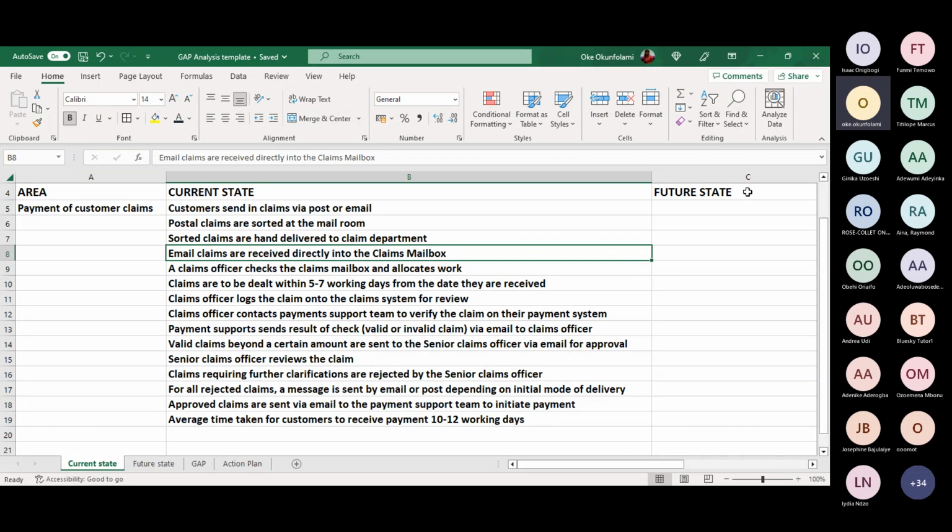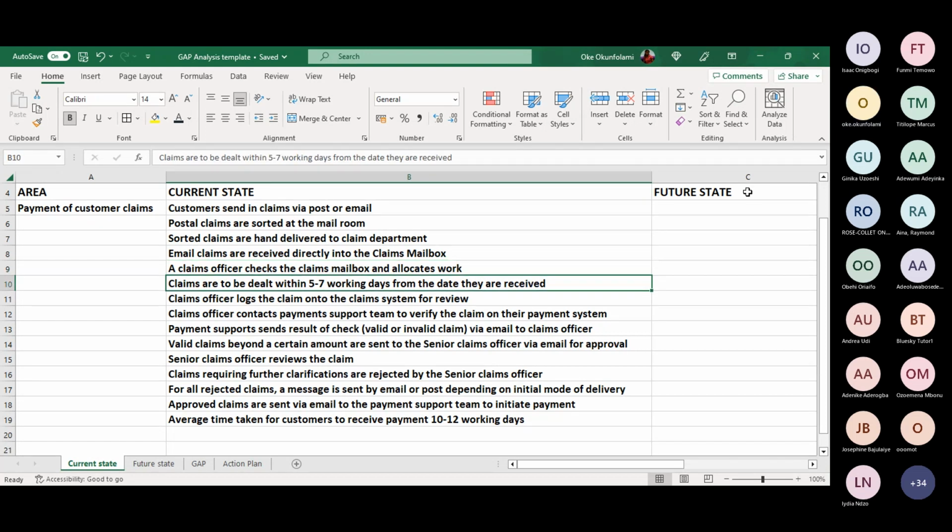So remember we said you can either have the claims via post or email. So the ones that come in via post, the mailman will sort them in the mail department or mail room, and then hand deliver them to the claims department. Then the ones that come via email, obviously they'll be received directly into the claims mailbox. Okay. The claims officer checks the claims mailbox and then allocates the work. Now, the business standard is that claims are to be dealt with within 5 to 7 working days from the date they are received. So the process continues.